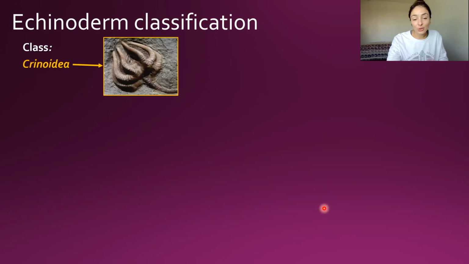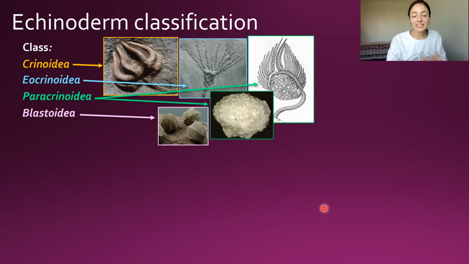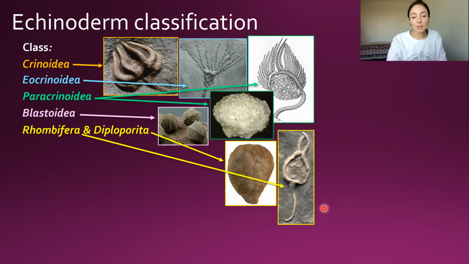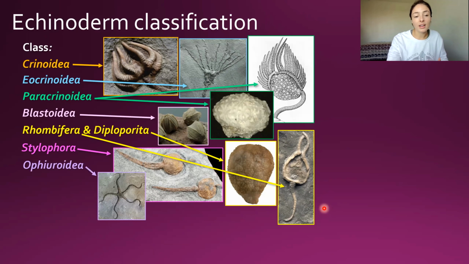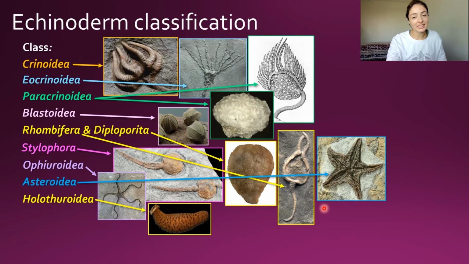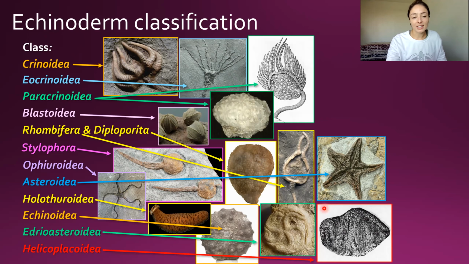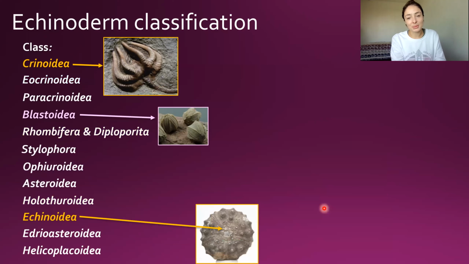But for these classes, we have the crinoids or Crinoidea. We also have eocrinoids, paracrinoids, blastoids, like I mentioned previously, Rhombifera, and Diploporida. And these are a couple that in my book are lumped in with each other, but obviously are different things. So in your book, they might not be lumped together, or maybe they're lumped together and they're named something different, but this is what they generally look like. Also, we have Stylophora, Ophiuroidea, I hope I'm saying that right, Asteroidea, Holothuroidea, which as you can see include sea cucumbers, Echinoids, as we also previously mentioned, Eoasteroidea, and Helicoplacoidea. But like I mentioned, we're going to be focusing on crinoids, blastoids, and echinoids.